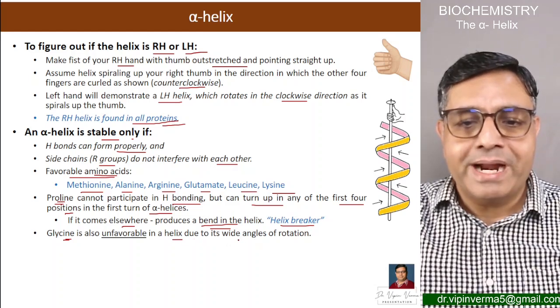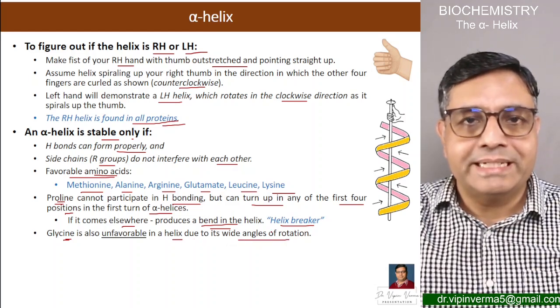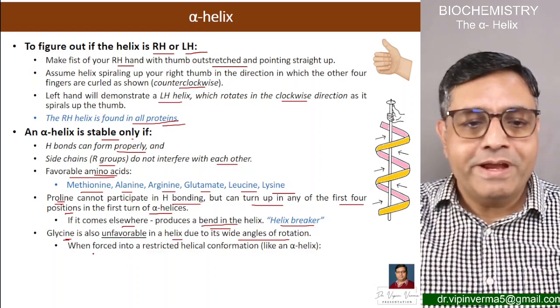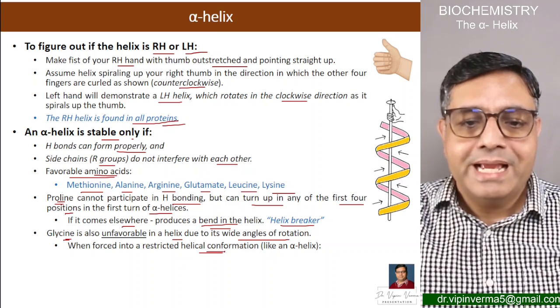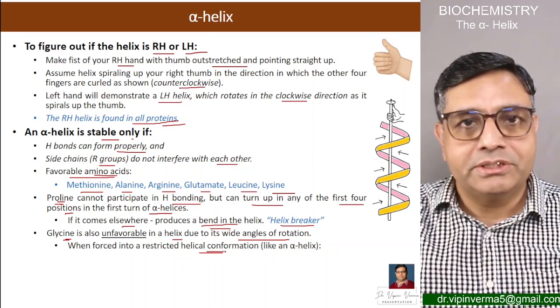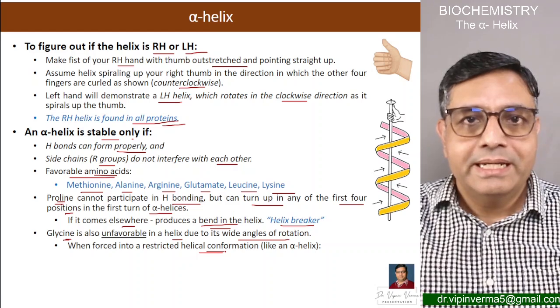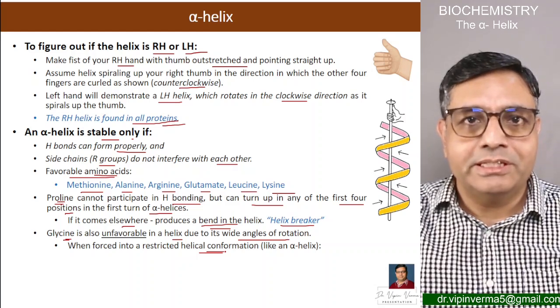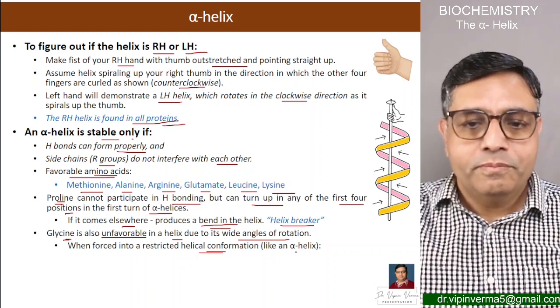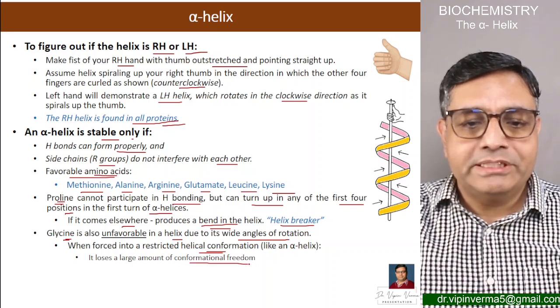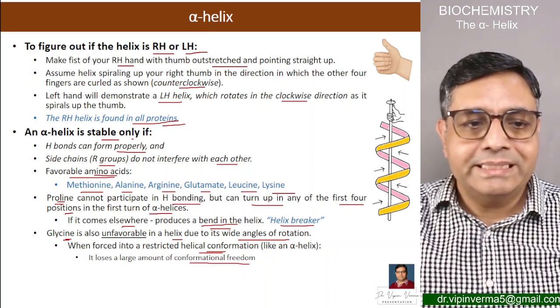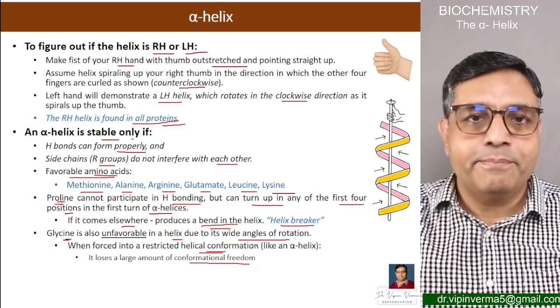Glycine has a wide range of rotation angles because its side chain is the smallest. So when it is forced into a restricted helical conformation, because a helical conformation is a forced, repeat structure, a very stabilized structure with certain dimensions, it loses a large amount of conformational freedom. Glycine has a tendency toward conformational freedom because of its side chain.